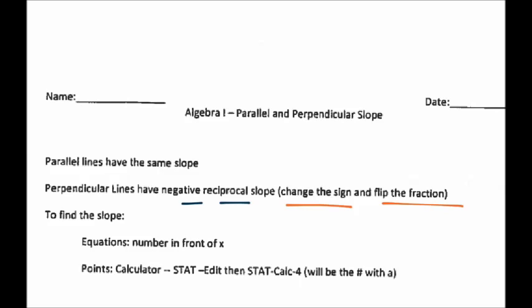Before you can figure out parallel versus perpendicular, you need to be able to find the slope. If you're given an equation, you have to make sure y is by itself. And if y is by itself, it is the number in front of x for your slope. x is not part of the slope, just the number.